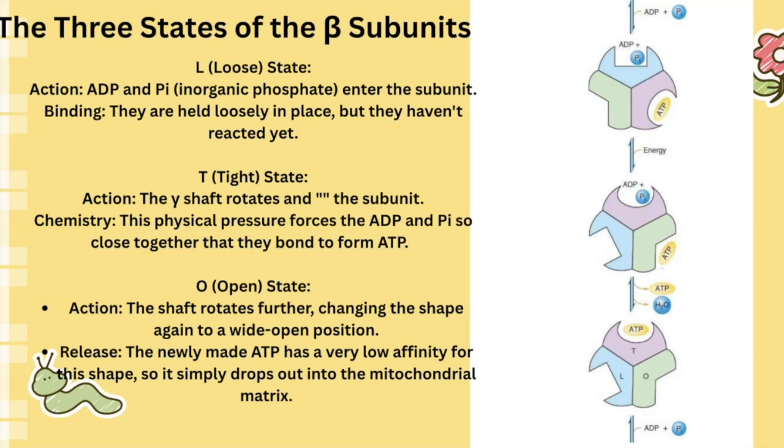Then after it rotates again, the gamma subunit is kind of pushing on it and making it tough, so it becomes a tight state. This is the beta subunit. Then the gamma shaft, after it rotates, is gonna make pressure, causing them to become very close together. So ADP and phosphate, which are required to make ATP, come very close together. Then in the open state, we have ATP finally formed, and then we can release it. Next.